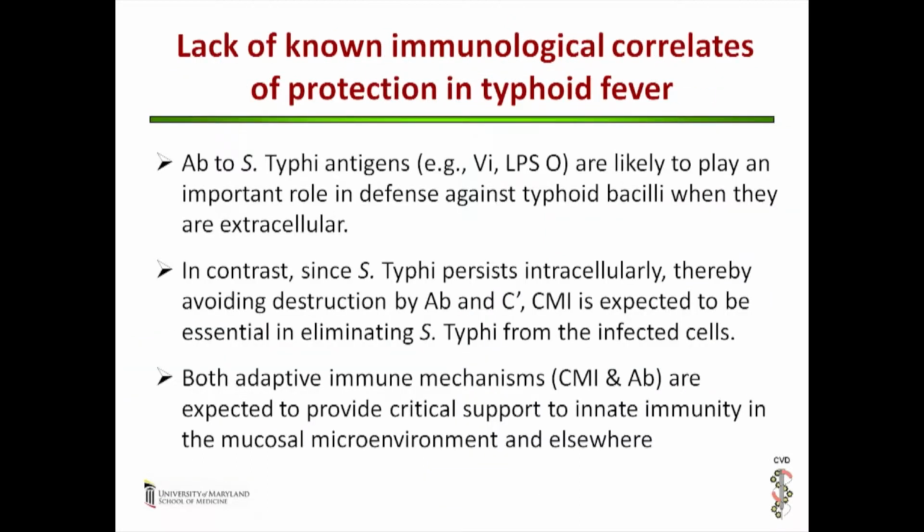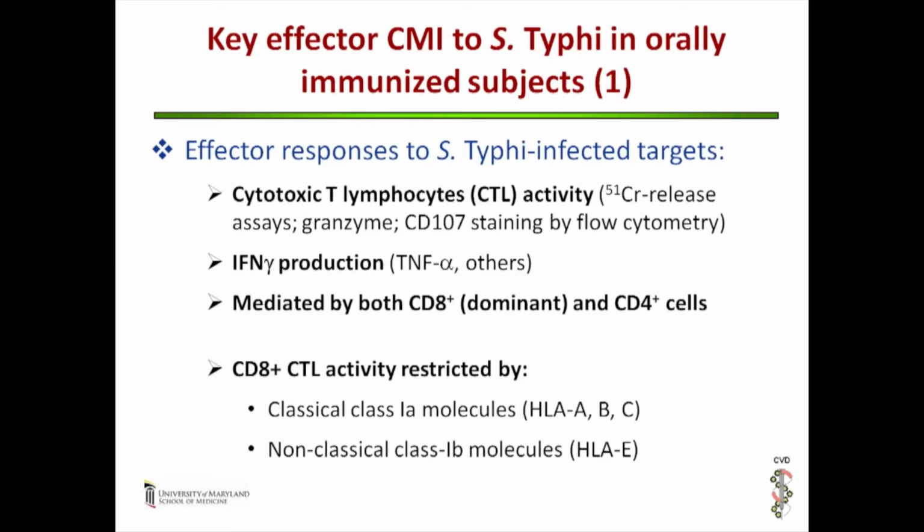So it's clear from some talks yesterday and some talks today that in reality, we do not know what are the correlates of protection in typhoid. Antibodies are probably important because they probably will have an activity when typhoid is extracellular, but CMI will be critical to actually eliminate typhoid from the host.